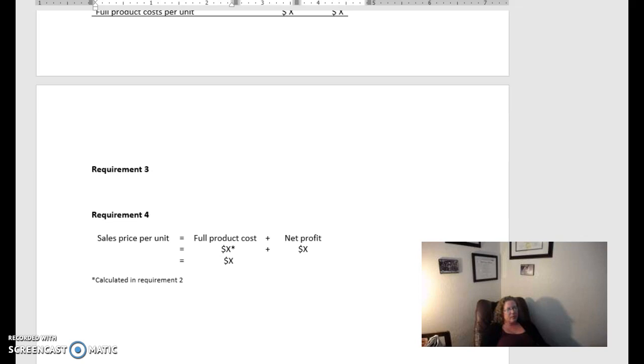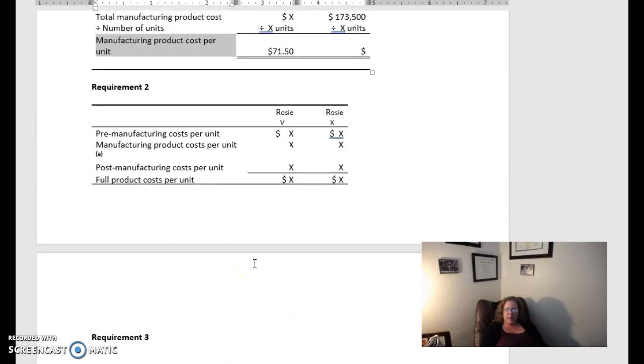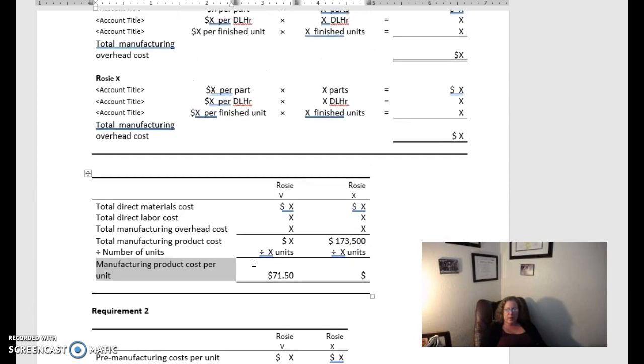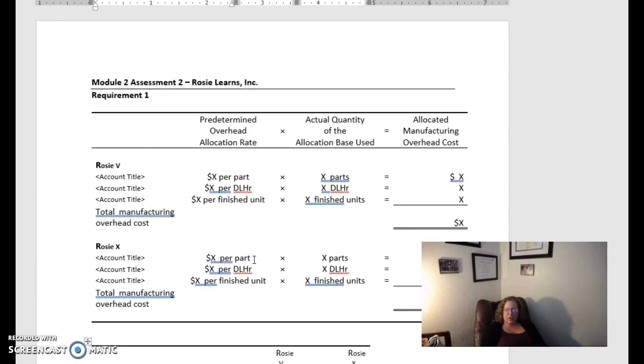All right, and then you get down to the last one, you'll be using the formula where you are looking for sales price per unit, and that's going to be equal to the full product cost plus your net profit. So we have the formula right here. Sales price per unit is equal to the full product cost, and you have a little asterisk there. It says calculated in requirement 2, and you just add to that the desired profit. All right, so this one, I think you have a pretty good template that's going to help you through it. And you have several check figures along the way.